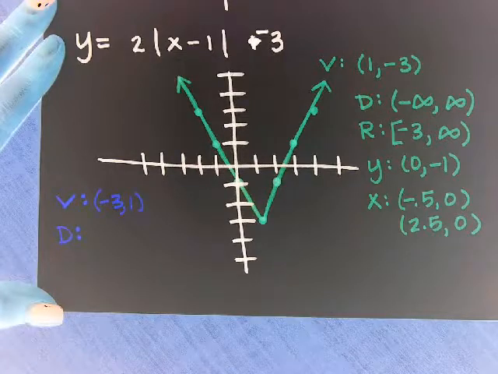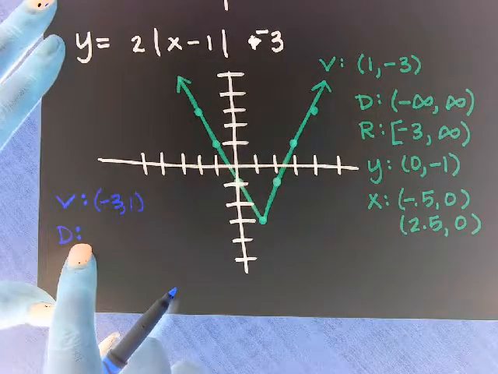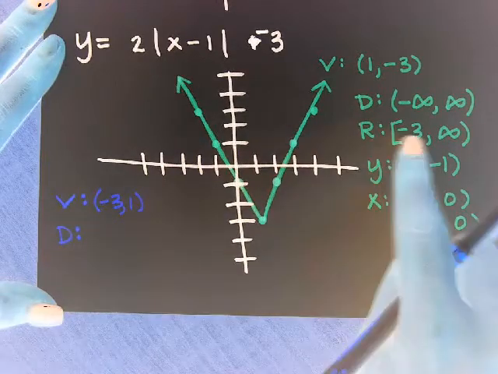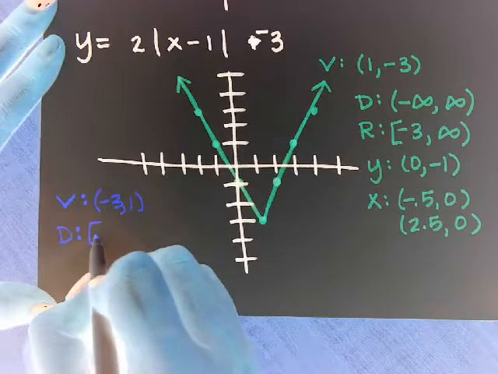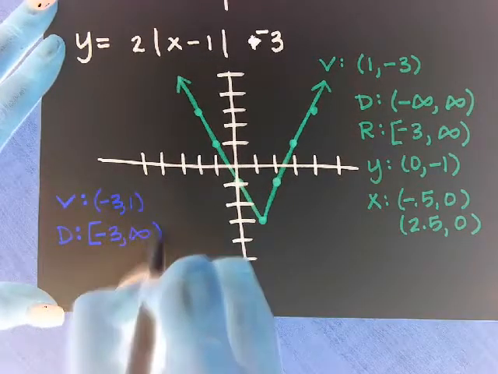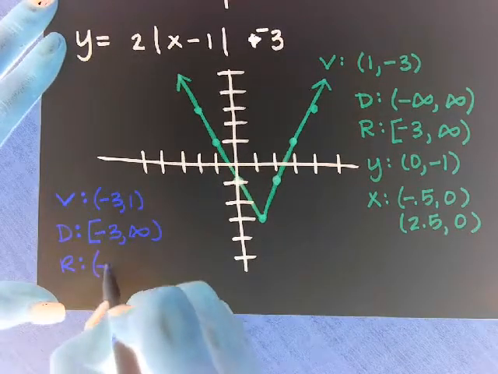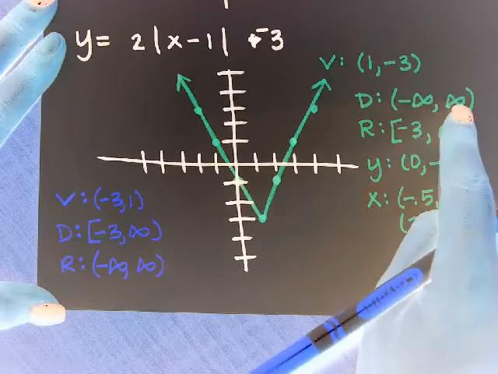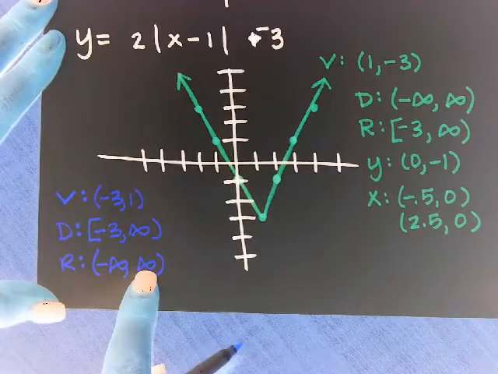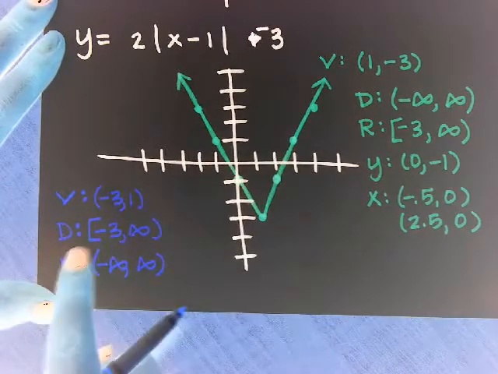Are you sure? Because that would mean the x's are staying x's. So the y's are going to become the x's. So we're going to say the domain would be negative 3 to infinity. What would the range be? Negative infinity to infinity. So we're saying the x's become the y's, and the y's become the x's.